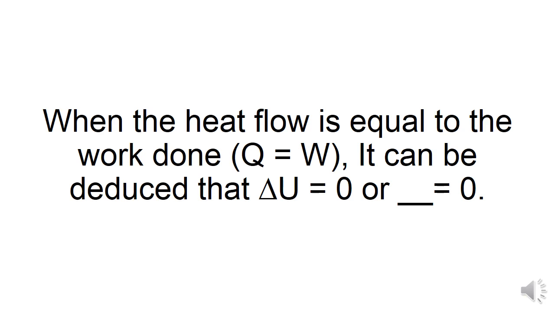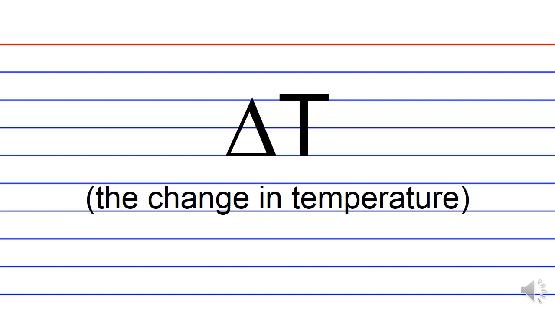When the heat flow is equal to the work done, that's when Q equals W. It can be deduced that delta U equals 0 or blank equals 0. I think I just mentioned this to you. So what else is equivalent to 0? That would be delta T, again, the change in temperature.